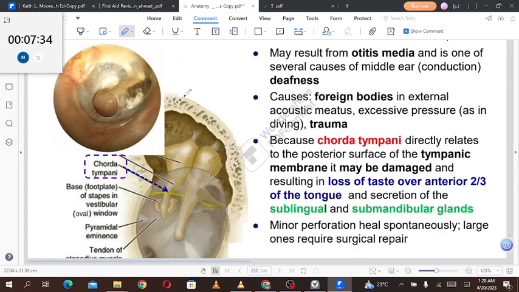Perforation of the tympanic membrane may result from otitis media and is one of the several causes of middle ear conduction deafness. And there is a paradox: the person is in severe pain when he is having otitis media, but as soon as the tympanic membrane ruptures, the pain is gone, because the pressure effect of the pus that had accumulated in the middle ear cavity is released. So the patient says that the pain is gone as soon as the pus started coming out of the ear. Tympanic membrane rupture leads to this, but along with that the patient also complains of hearing loss.